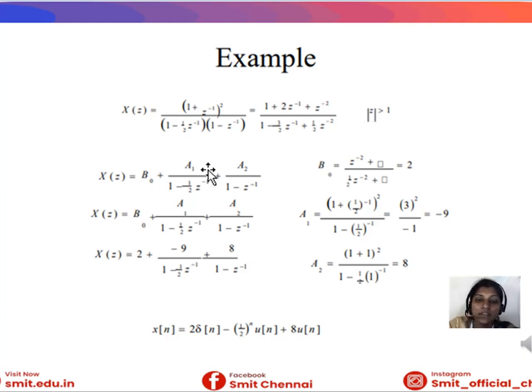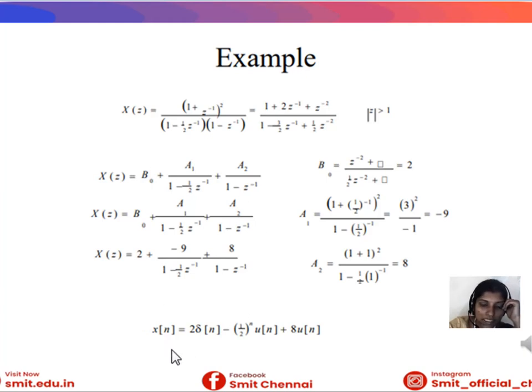Again we are putting in partial fraction method. So we are having B naught plus A1 divided by 1 minus 1 by 2 z power minus 1. Again this is A2 by 1 minus z power minus 1. Here B naught is given by z power minus 2 divided by 1 by 2 z power minus 2. So B naught will come as 2. So using this we have to find A1 and A2 values.